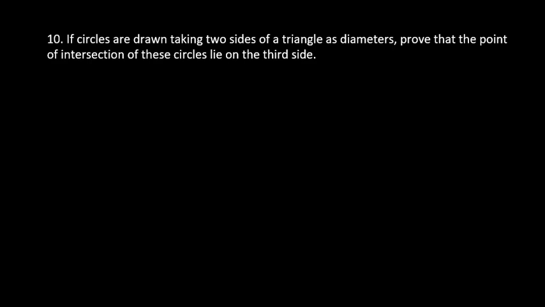So now let us see the 10th problem. If circles are drawn taking two sides of a triangle as diameter, prove that the point of intersection of these circles lies on the third side. So I have to draw two circles taking two sides of the triangle as diameter, and I have to show that their point of intersection is on the third side.